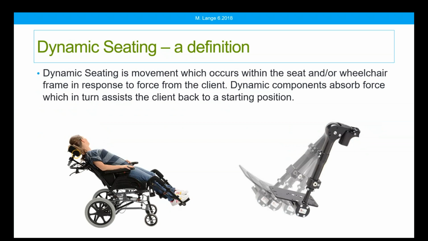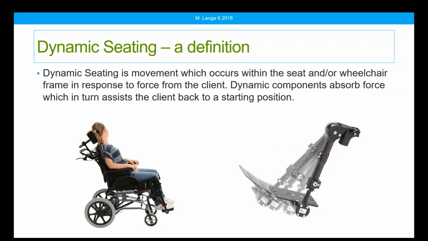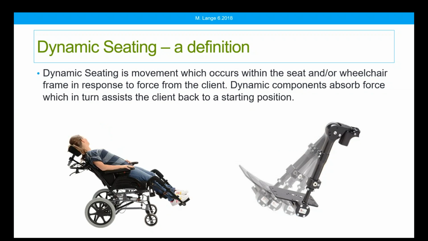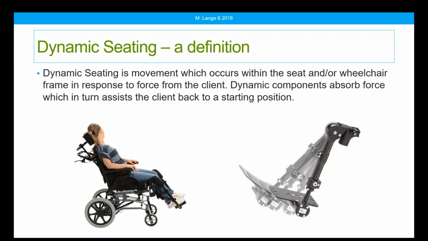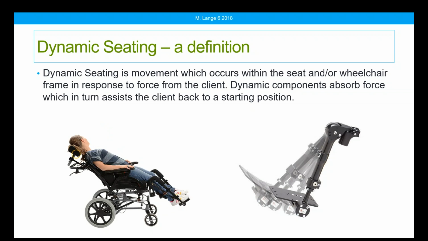So just what is dynamic seating? Well, dynamic seating is movement which occurs within the seat and or the wheelchair frame in response to forces from the client. So you can see in this little illustration here, this is a Netty wheelchair. It's not available in the United States right now. This client is extending. They're exerting those forces, and the dynamic components absorb those forces, and that in turn assists the client back to their starting position. So there's some help assist with that return.